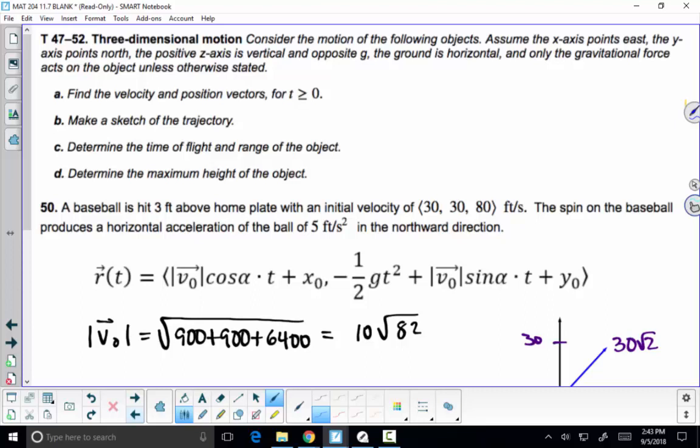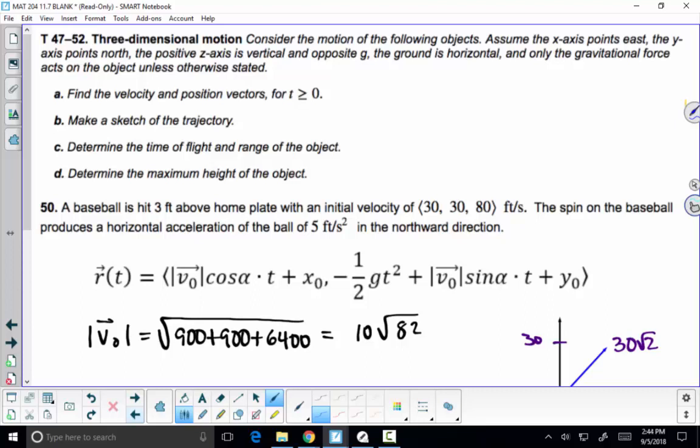I've got to think about this for a minute. And up. Yeah, it's going up. But it says it produces horizontal acceleration of the ball in the northward direction, right? So it should be 0.5 g. Can we just assume it's a foul ball? All right, let me think about this for a minute, guys. That's not clear in my head. The two competing options are this.